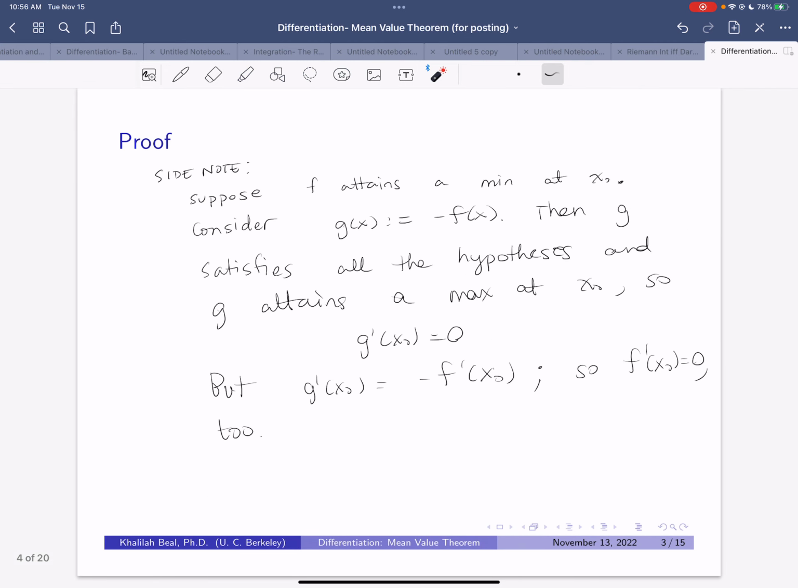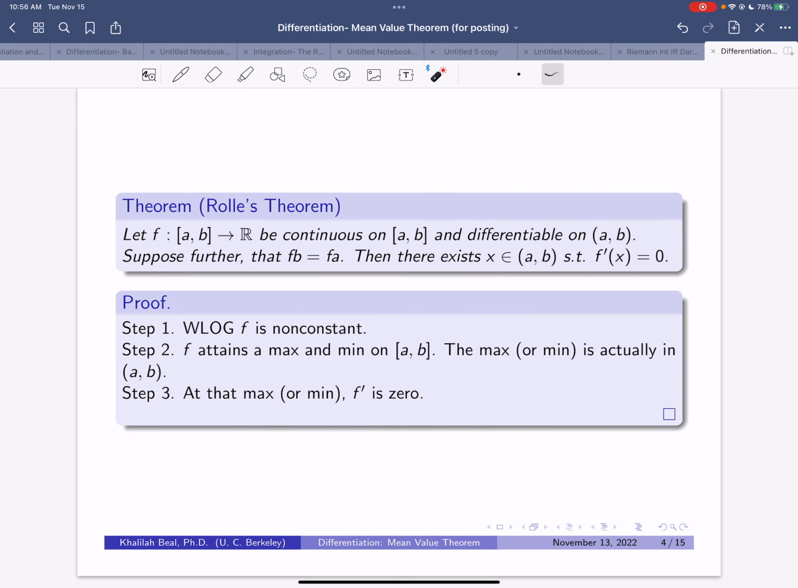Okay, all right, so well done. We're actually going to use that theorem to prove our next theorem. This is an important theorem, clearly. It has a name. It's called Rolle's theorem. And Rolle's theorem is pretty nice. Let's briefly go over it.